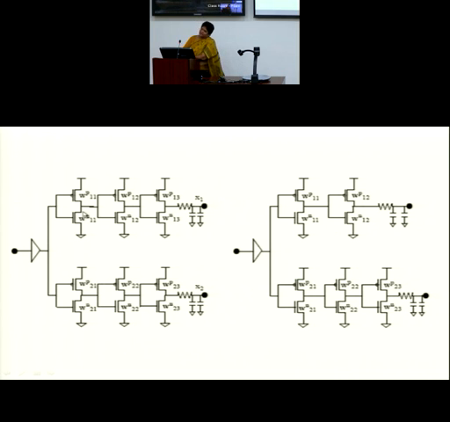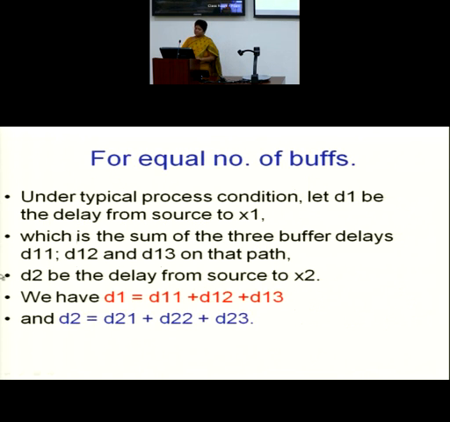Now if it is two buffers, it would be one pull down and one pull up delay. If it is three buffers, it would be say two pull up and one pull down, or two pull down and one pull up delay. So you will be writing the delay expressions accordingly. Now if I have the two paths, for the D1 path, where you have three buffers, I will be writing the expression as D11, D12 and D13. For the second path, it would be D21, second path first inverter, second path second inverter, and second path third inverter.